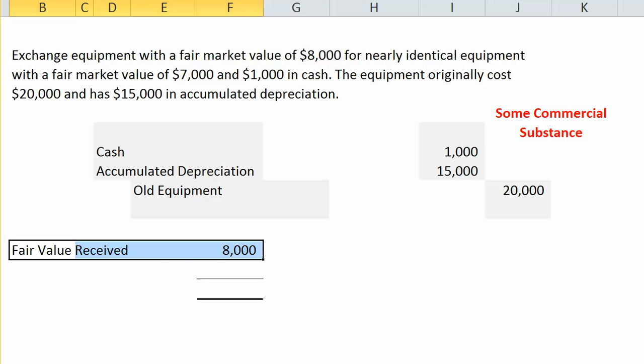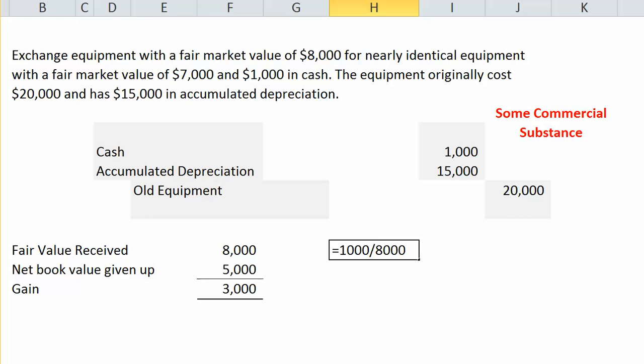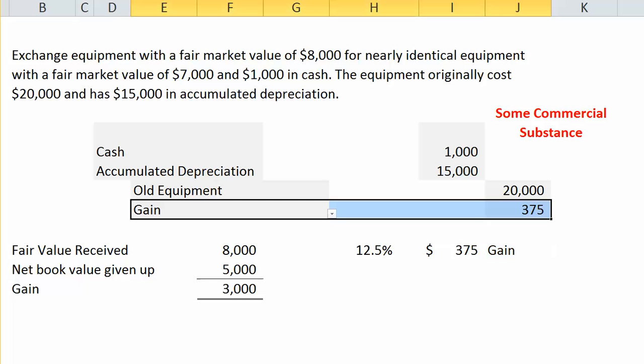Again, we take the old equipment off our books and we record the cash. And let's go ahead and calculate our gain once again. We received $8,000 in fair value. That's the $7,000 in equipment and the $1,000 in cash. Our net book value was $5,000, so we had a gain of $3,000. In terms of the amount of cash we received, of the $8,000 total fair value, $1,000 was cash. 1,000 divided by 8,000 equals 12.5%. So we will recognize 12.5% of the gain, or $375. So we record the $375 gain.